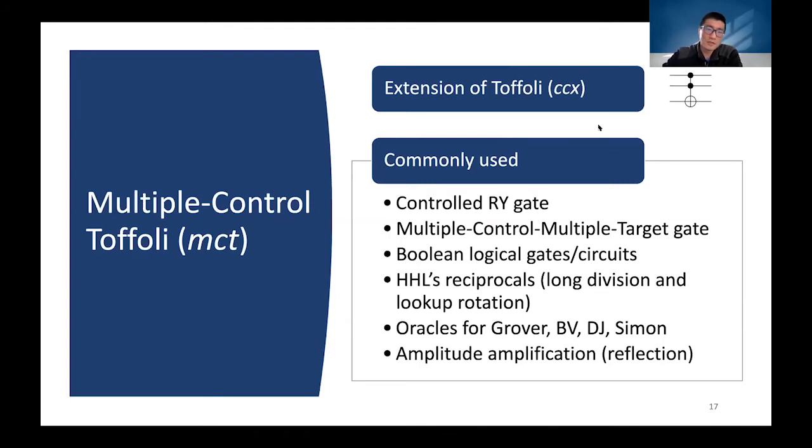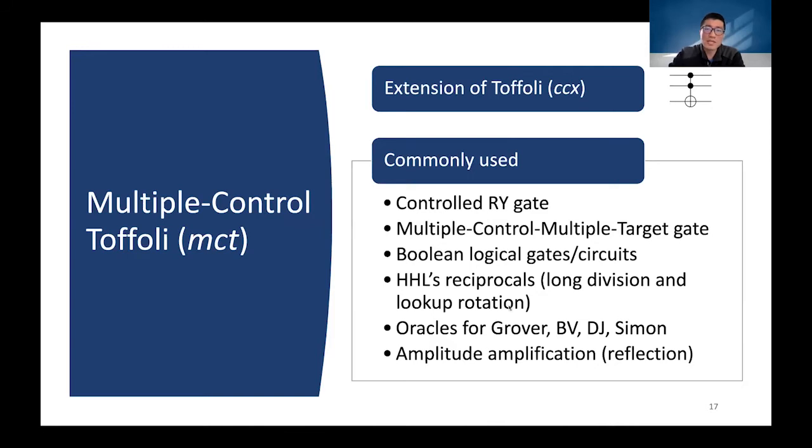So I did a little search through the Qiskit software repository. It turns out that the Toffoli gate, the CCX, CNOT gate, is widely used in implementing many different quantum techniques. For example, controlled RY gate, multi-control multi-target gate, Boolean logical circuits, HHL reciprocals. HHL is a quantum algorithm for solving systems of linear equations. And in terms of building oracles for Grover's, Bernstein-Vazirani, Deutsch-Jozsa, and Simon's algorithms, which are the more tutorial type of quantum algorithms, and for algorithms like amplitude amplification, which is used in Grover search, for folks who are familiar with that.